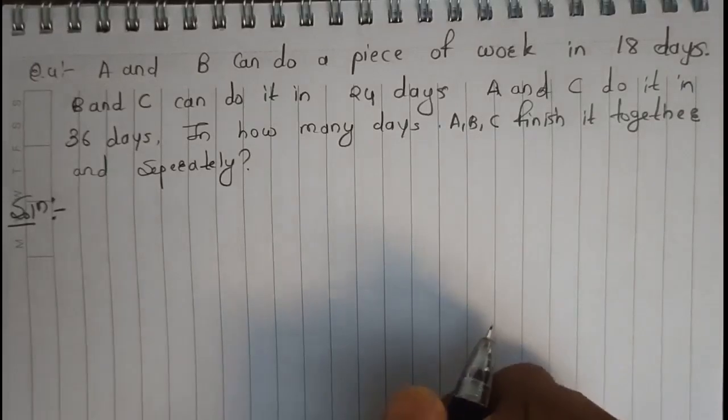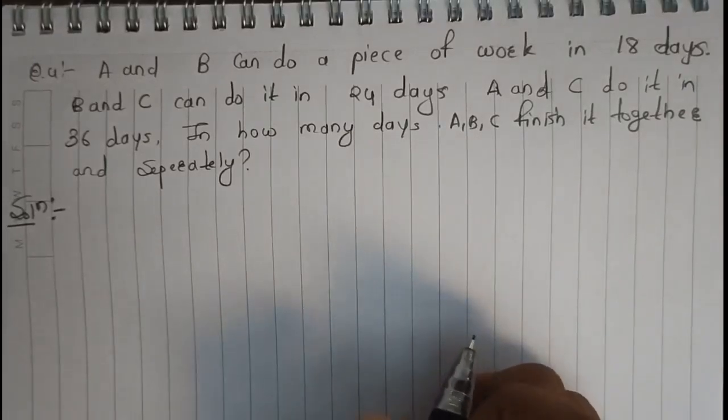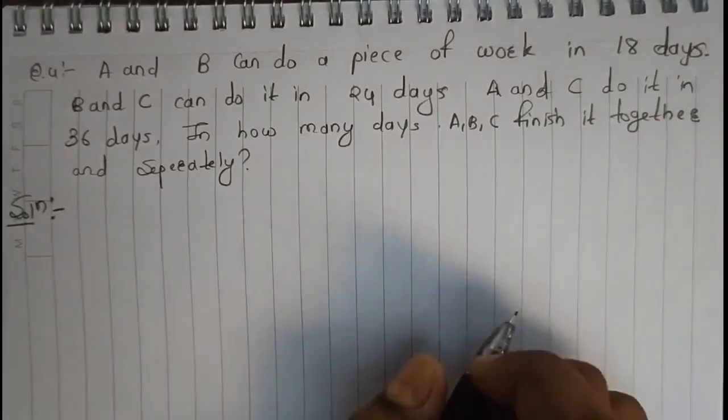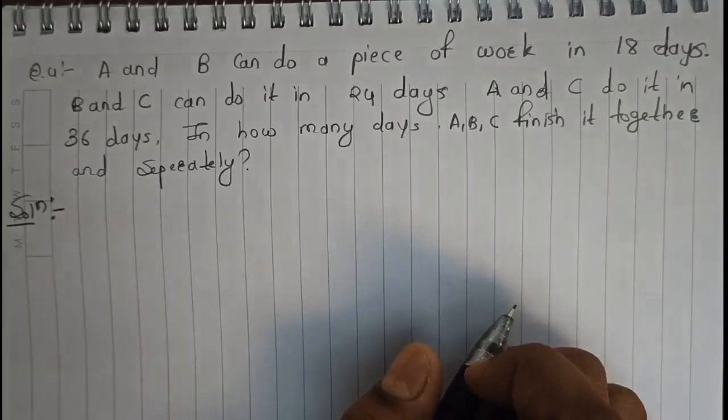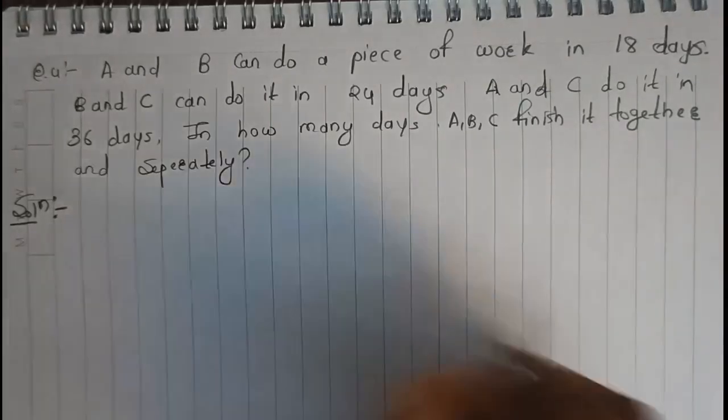So now this is our fourth question. Here A and B can do a piece of work in 18 days. B and C can do it in 24 days. A and C can do it in 36 days. So in how many days can A, B, C finish it, working together and separately, right?